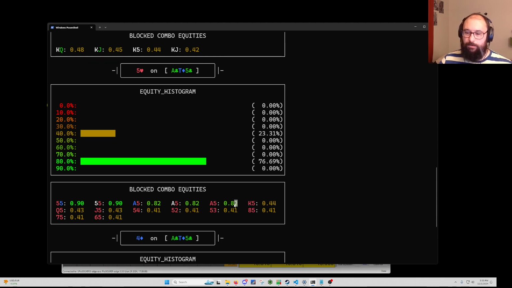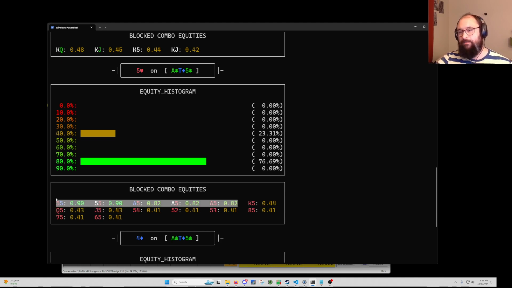But then we also see that we have a bunch of sets and two pair, and those are going to be when we have a five of hearts in our hand. We're actually going to be blocking a lot of their value. They have both ace five offsuit and ace five suited, and then pocket fives.